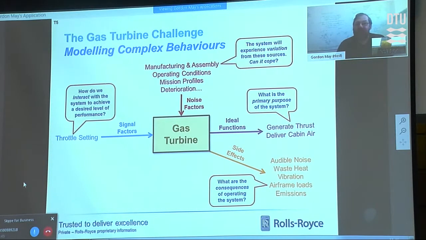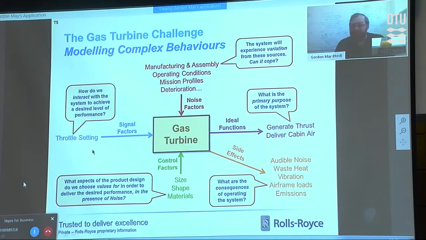And then finally, we have to deal with all of these issues simply by choosing the right set of our control factors. So the right size, the right shape, the right choice of materials. If all of those are decided on in the proper way, then hopefully we end up with a product that does what it says it does, to the right level and the right level of consistency, and also has a properly managed set of side effects.